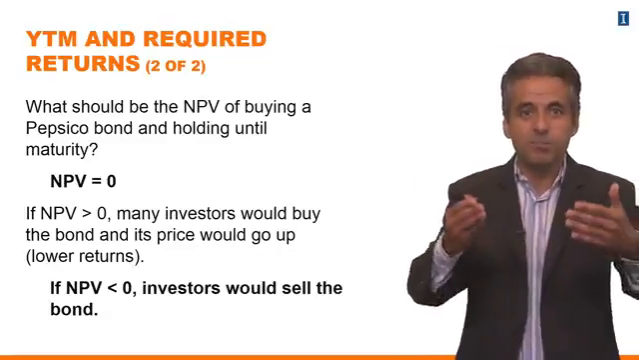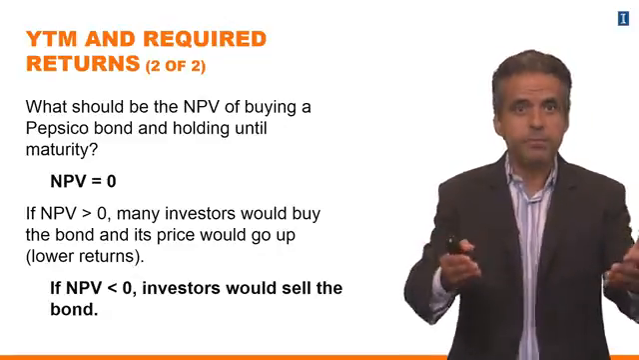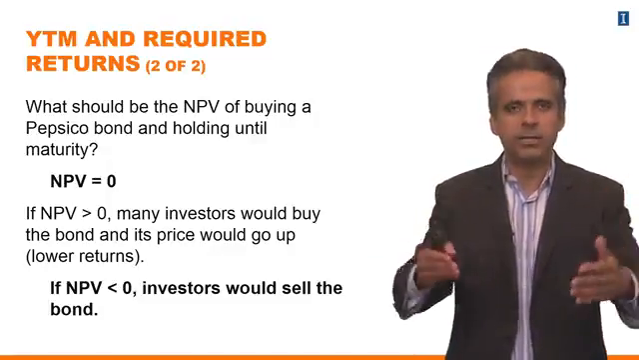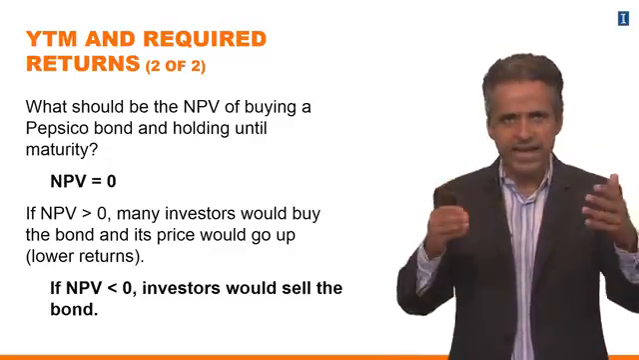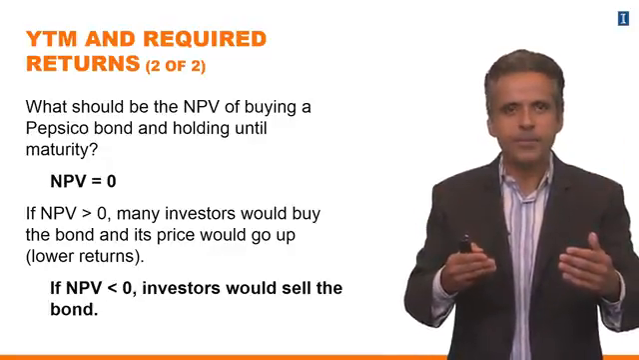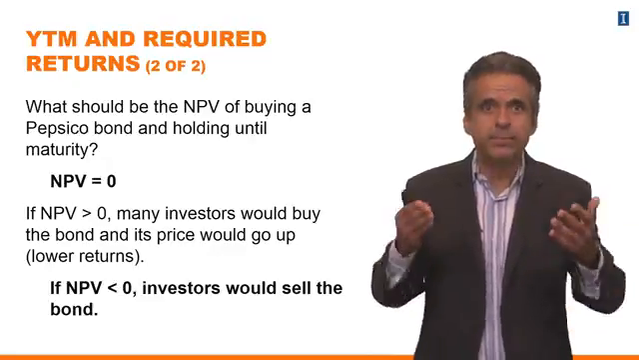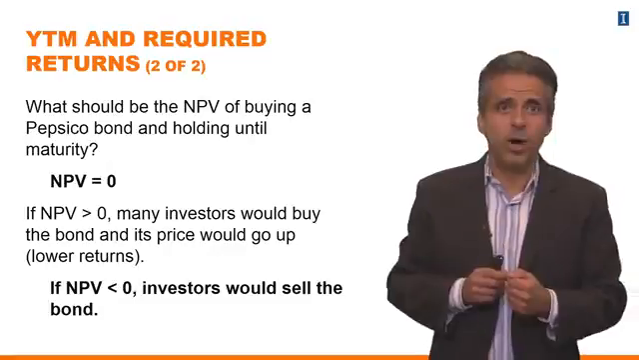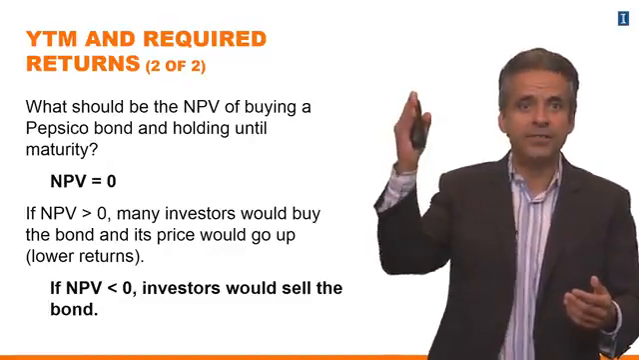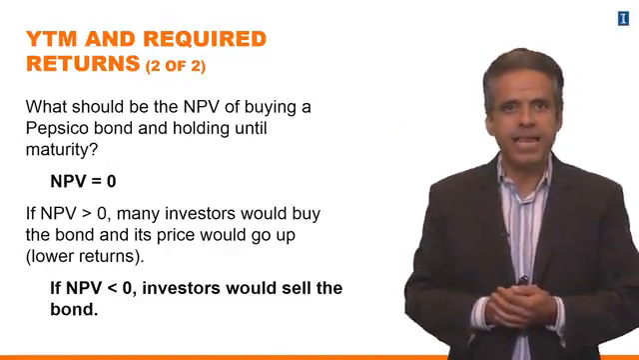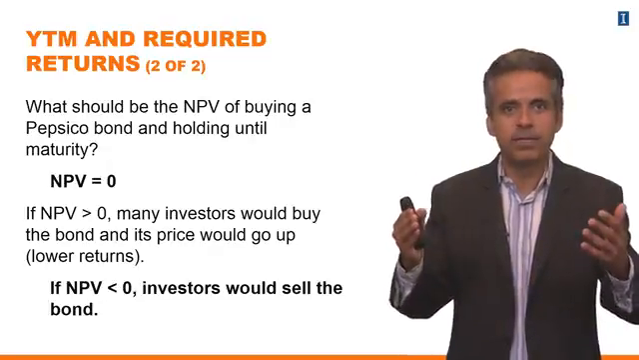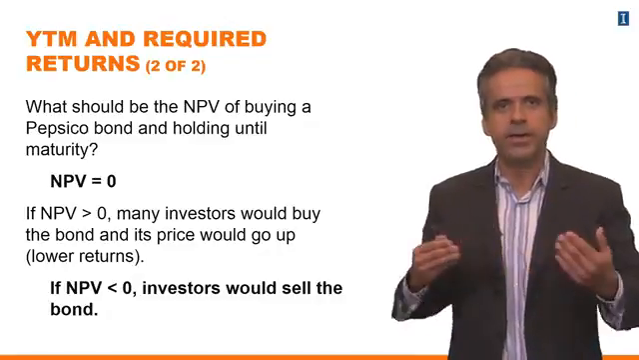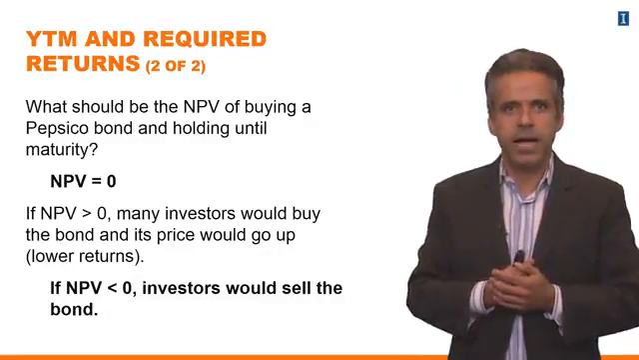So if the NPV is positive, many investors would be picking up the phone. All the traders would be buying PepsiCo bonds, right? They would be calling their brokers. They would be just buying and buying and buying, right? And we know from basic economics that if there is a lot of demand for a financial asset, the price should go up. Okay? And if the price of an asset goes up, future return should be lower, right? If you pay more for a PepsiCo bond today, your return is going to be lower, right?